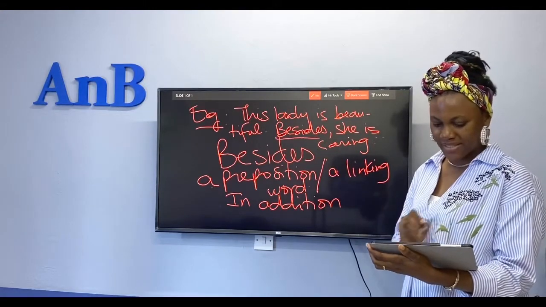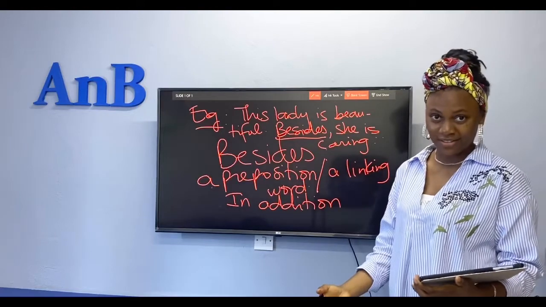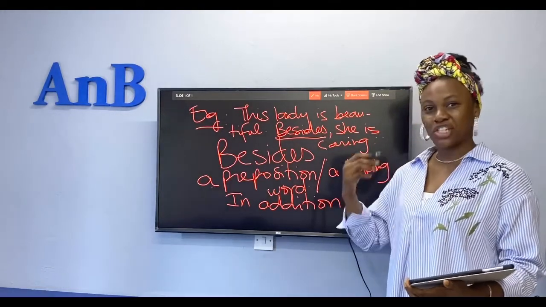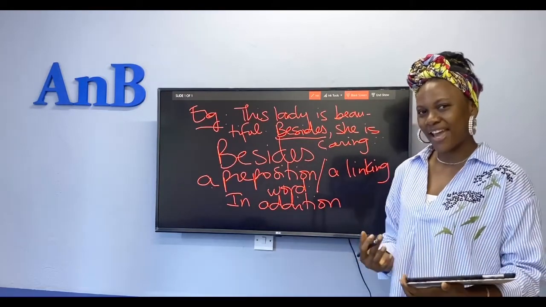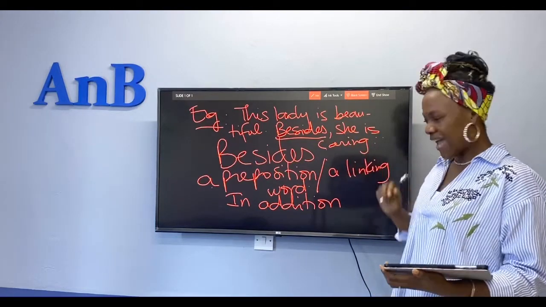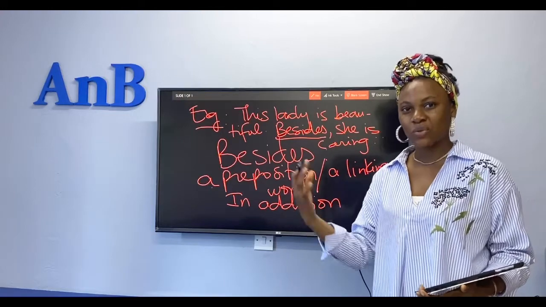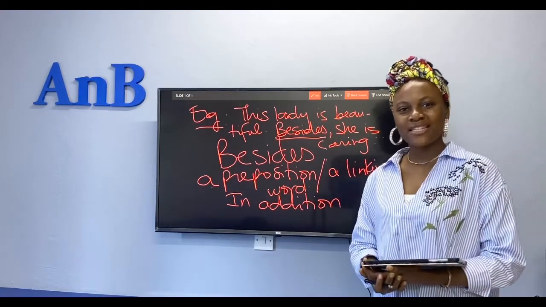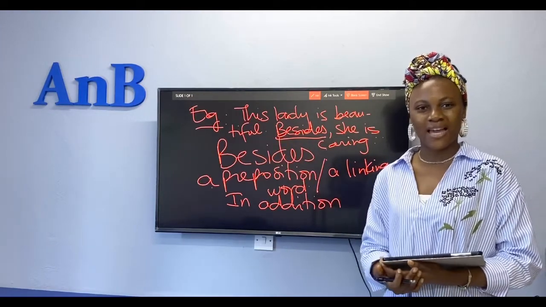So you have besides there, which means in addition. So adding to her beauty, she is also caring, taking care of people. So she is caring. So besides here means adding to what she is, right? So this is the difference between beside and besides with S.